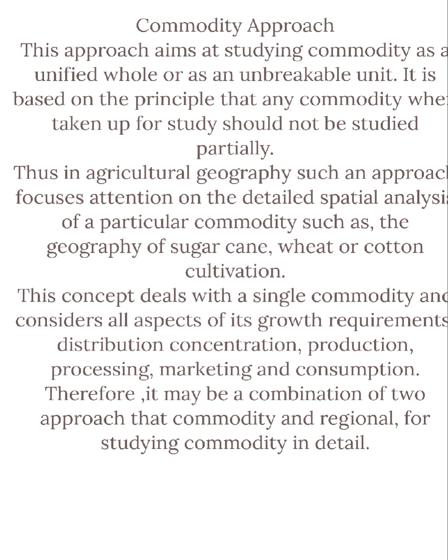The first one is the commodity approach. This approach aims at studying a commodity as a unified whole or as an unbreakable unit. It is based on the principle that any commodity taken up for study should not be studied partially. Thus, in agricultural geography, such an approach focuses attention on the detailed spatial analysis of a particular commodity, such as the geography of sugarcane, wheat, or cotton cultivation.